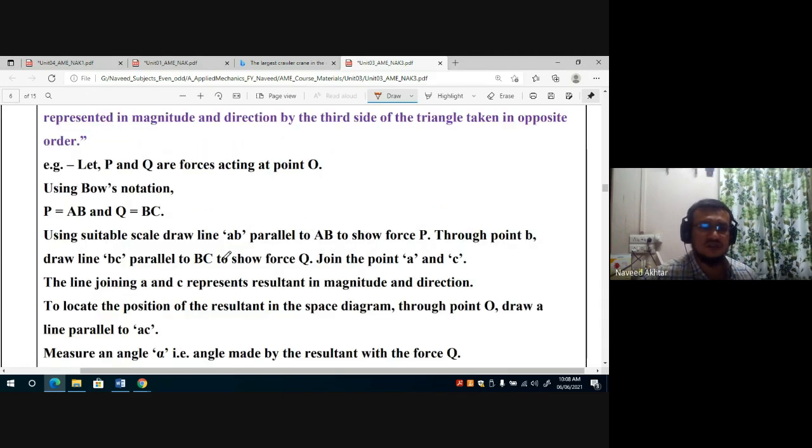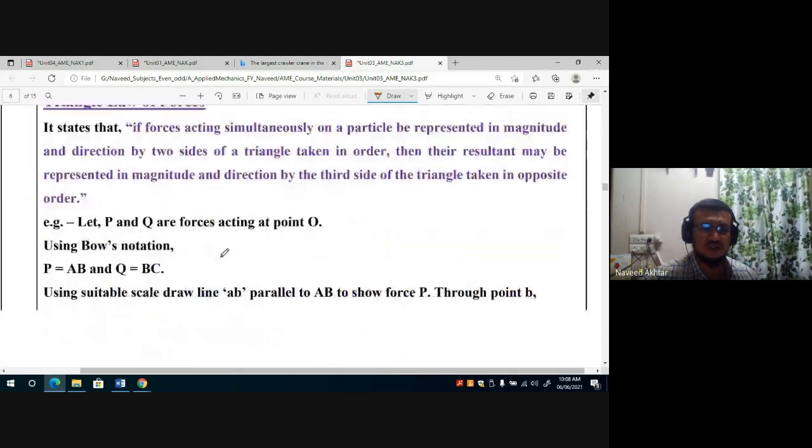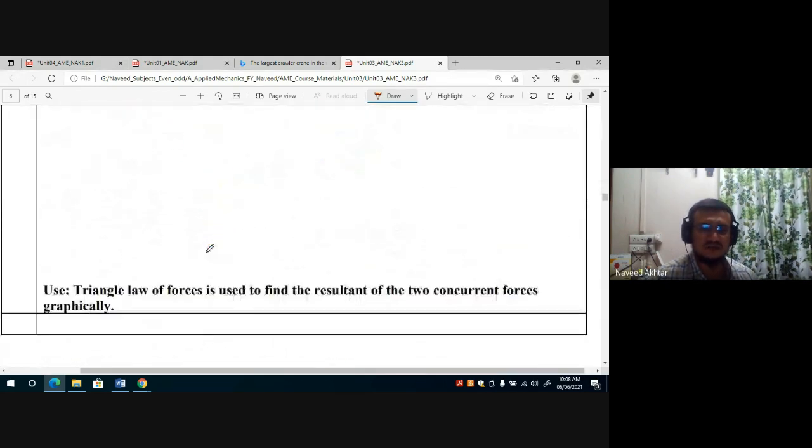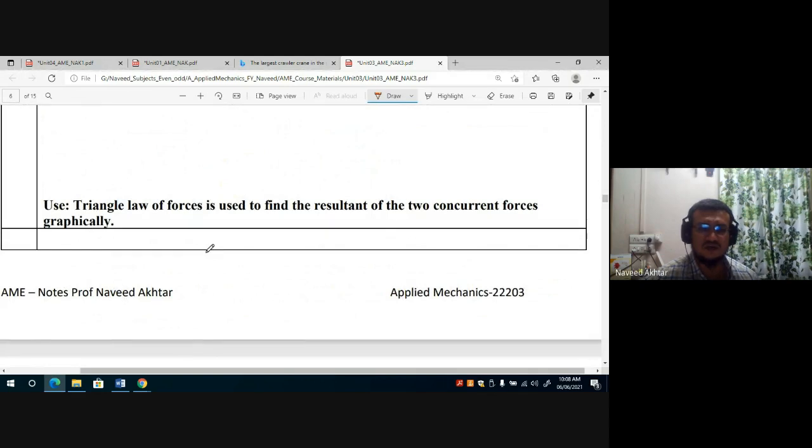So if an oblique force system is there, then the triangle law of forces, the graphical method, we can use to find the resultant of the two concurrent force system.